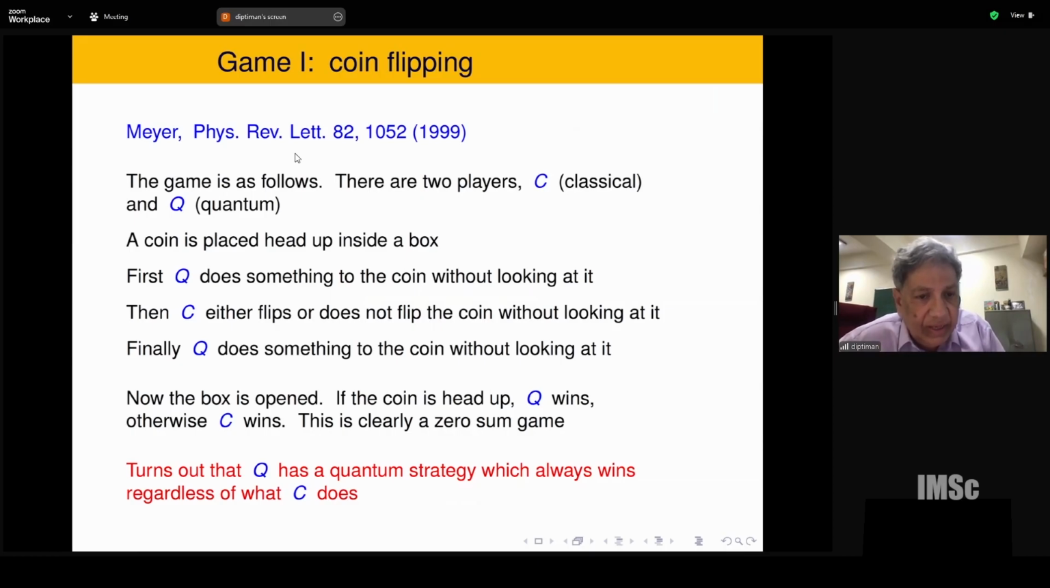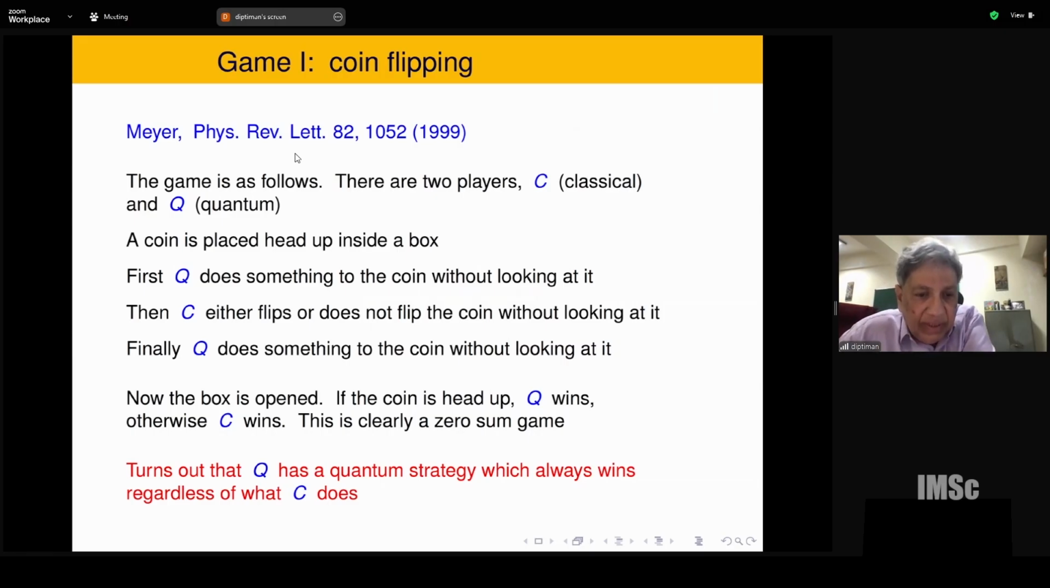Then the classical player can either flip or not flip the coin, again without looking at it. So it just reaches inside the box and either doesn't do anything to the coin, takes out the hand, or just flips over the coin and then removes the hand. Finally, Q does something to the coin again without looking at it. So at no stage do the players look at the coin, but they can do something to it.